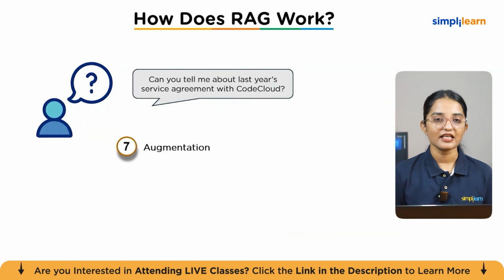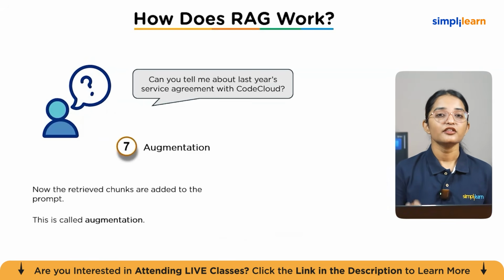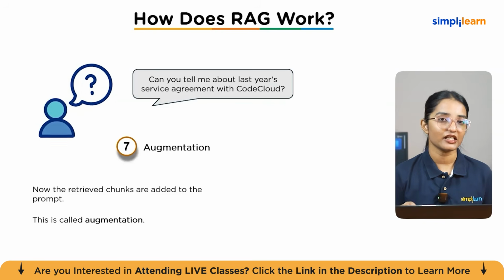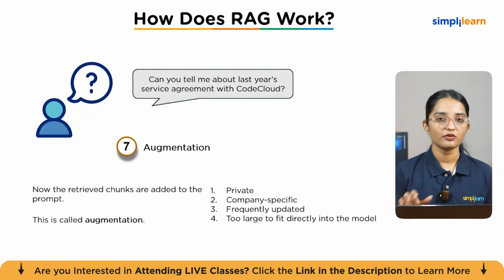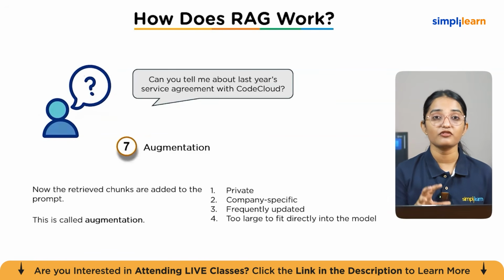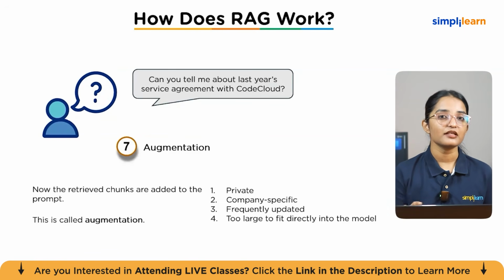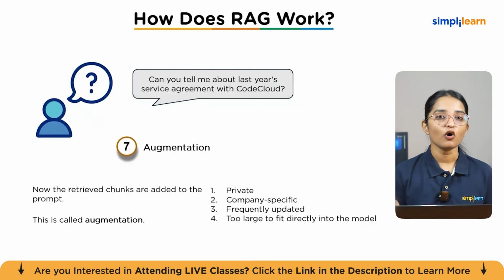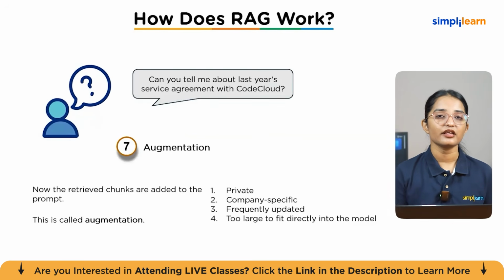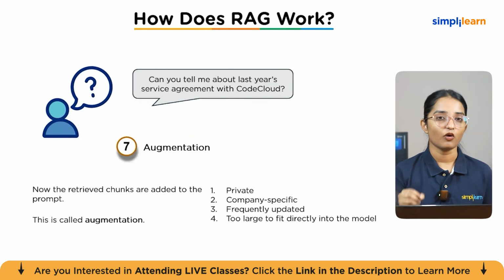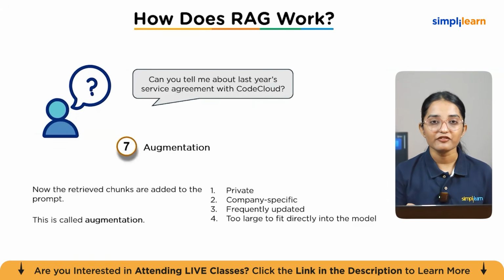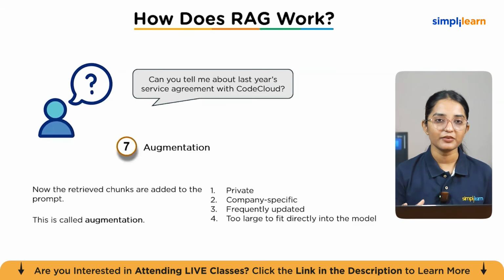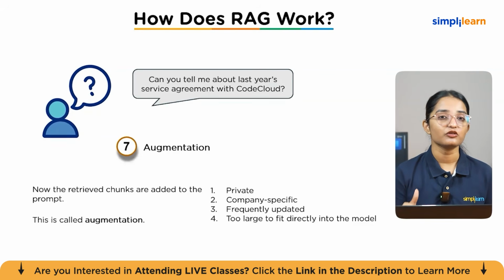Next is the seventh step, which is augmentation. The retrieved chunks are added to the prompt, and this is called augmentation. In simple words, the system tells the large language model, here's the user question and here are the relevant pieces of the company's documents. Now answer based on this. So the model is no longer answering blindly, it is answering with fresh, relevant, private context. That is why RAG is often used when the data is private, company specific, frequently updated, or too large to fit directly into the model.